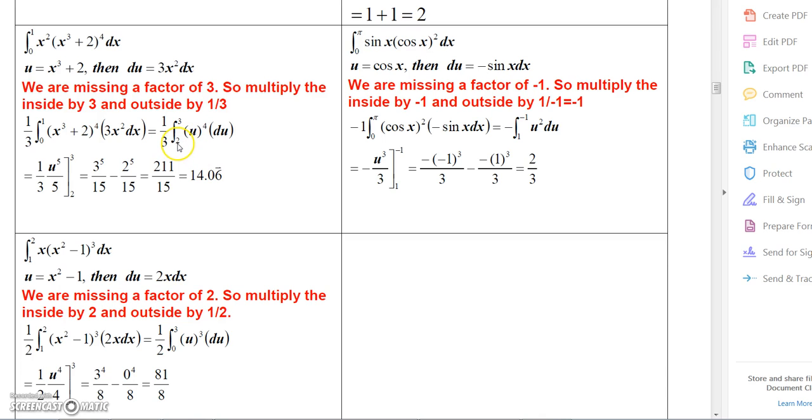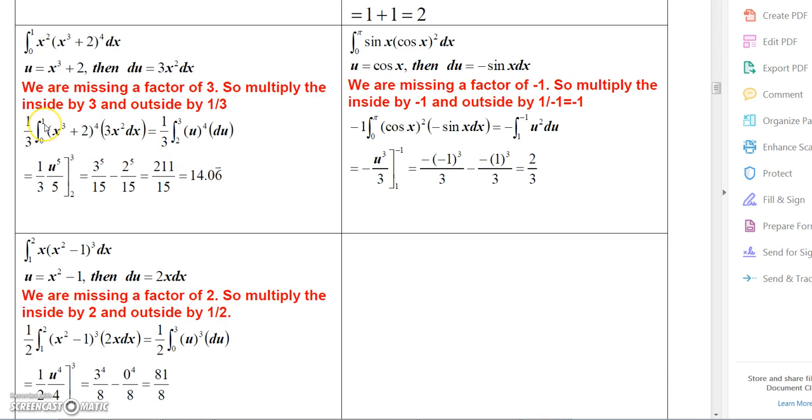Now you'll notice here that the lower limit is 2 and the upper limit is 3. And let me just explain to you how I got that. The original lower limit was 0, but that was if I was going to use the variable x. But I'm going to use the variable u. So I'm going to plug 0 in up here. You see that u is equal to x cubed plus 2. So all I want to do is find out what the u value would be if x is 0. So just plug 0 in here, and 0 cubed plus 2 is 2. So the u value would be 2 if x is 0.